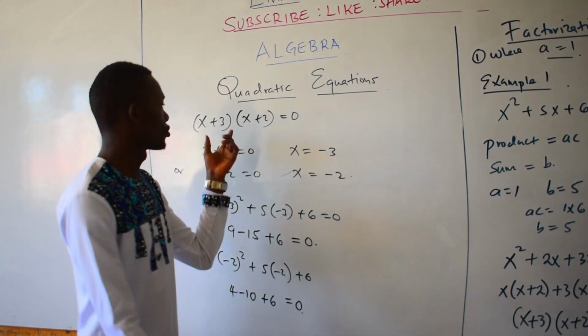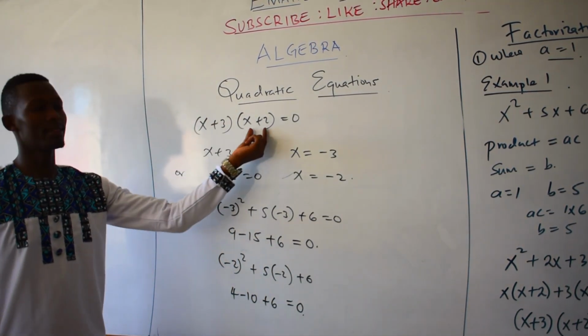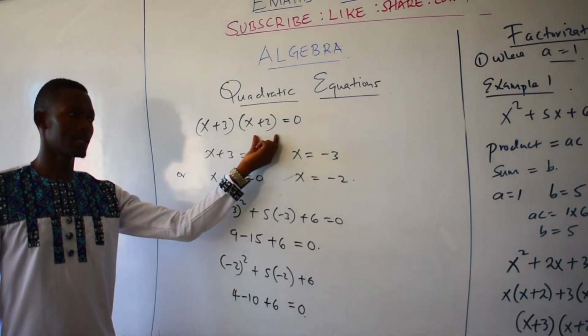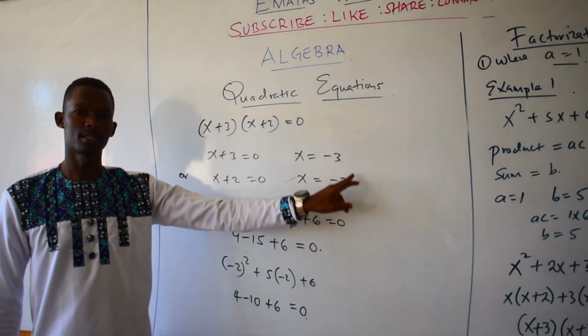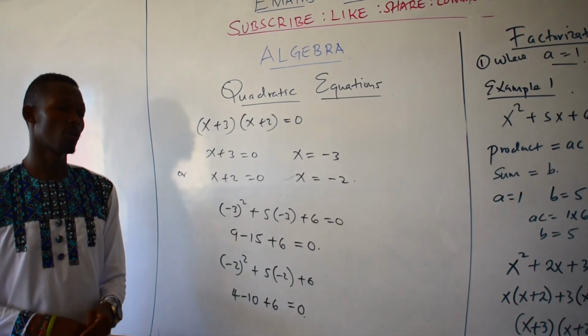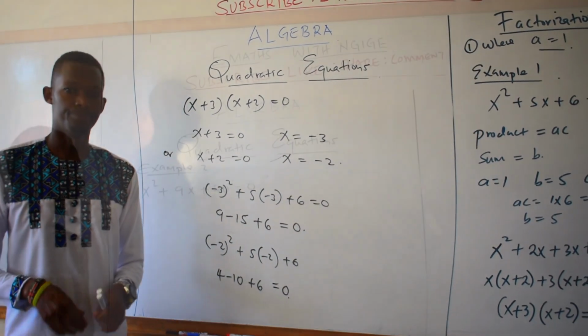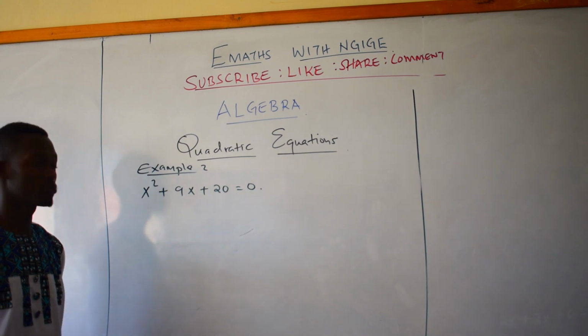Now, something else to note. When you multiply, this term and this term are called factors. So these and these are factors, but the values of x are what we call zeros or roots. Now let's take example number 2. Now we have x squared plus 9x plus 20 equals to 0.